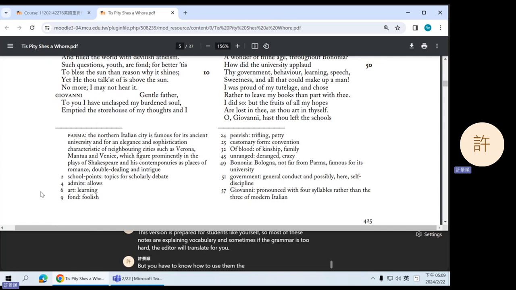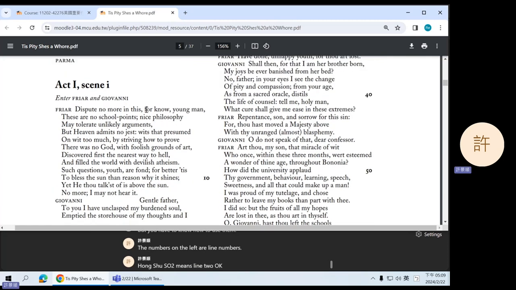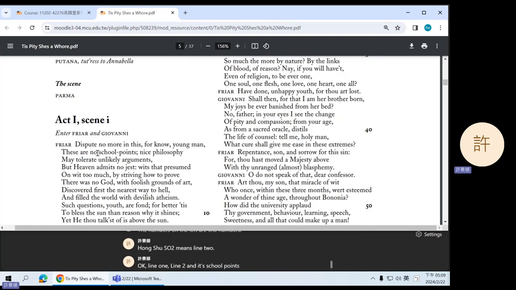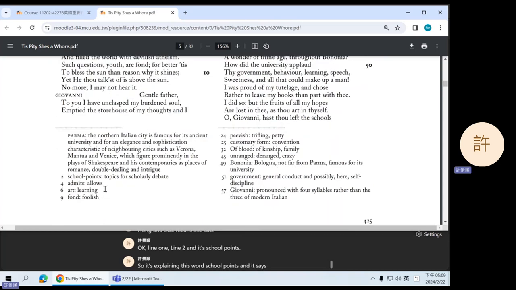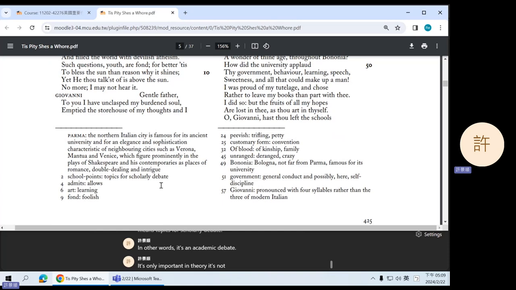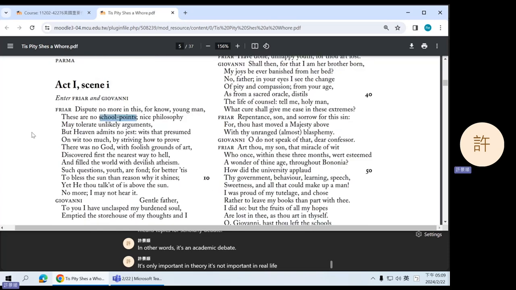The numbers on the left are line numbers, 行数. So two means line two, okay? Line one, line two. And it's school points. So it's explaining this word, school points. And it says school points means topics for scholarly debate. In other words, it's an academic debate. It's only important in theory. It's not important in real life. So now we understand this word. We can see what this line means.